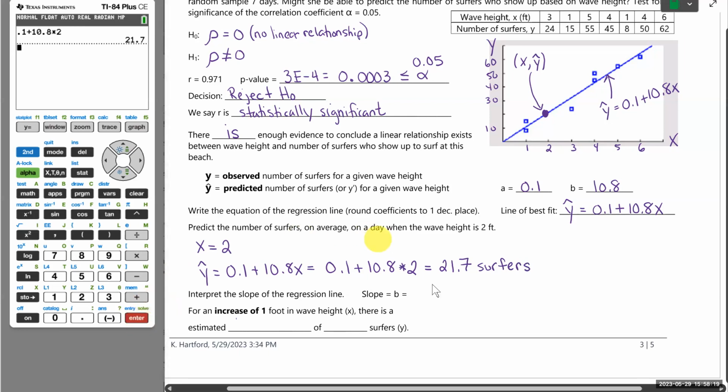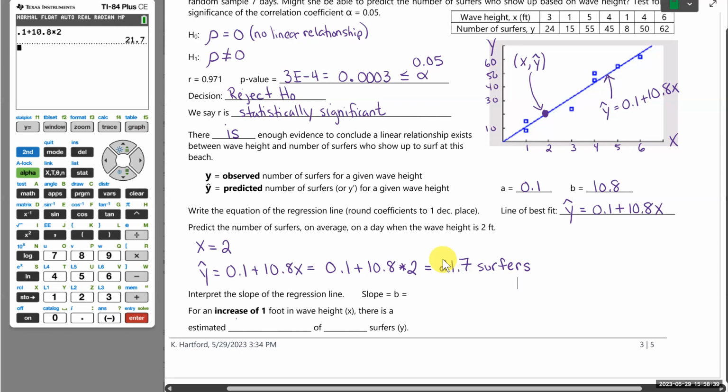So on any given day, this would have to be a whole number, of course. You can't have fractions of surfers showing up, but this represents on average for every time you have a wave height of 2 feet, on average, 21.7 surfers are expected to show up.